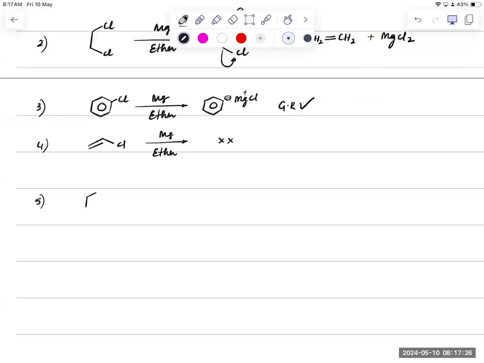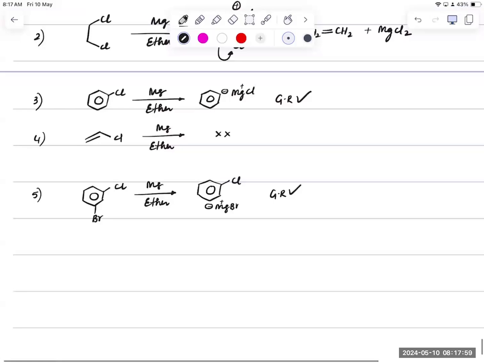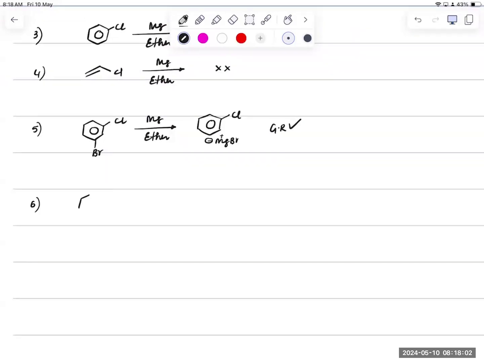Fifth one, if you have chlorine here and bromine here, okay, like this, and then I have magnesium and ether. Reactivity wise, because magnesium is more reactive, you will get formation at this location. So it is a Grignard's reagent, okay, and it is forming at the bromine place, okay. Clear everybody?